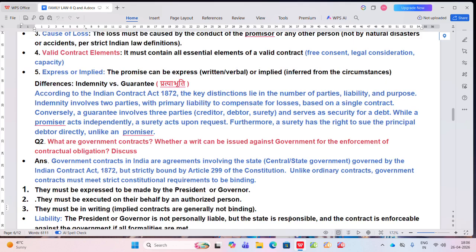Third condition is they must be in writing. Implied contracts are generally not binding. So they must be in writing. Written agreement होना चाहिए.